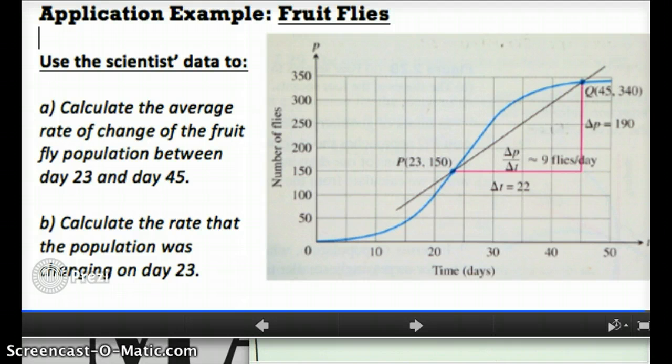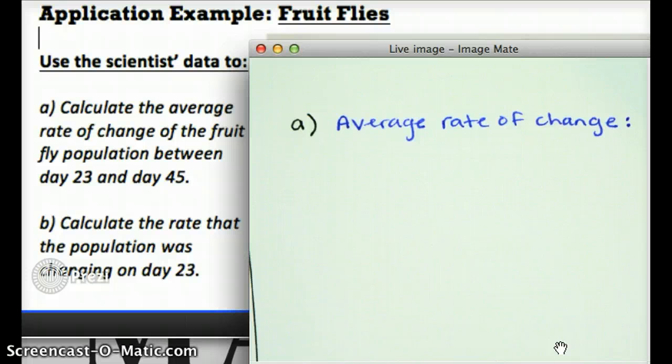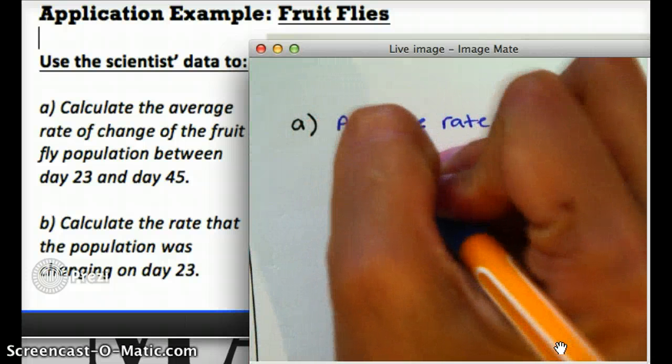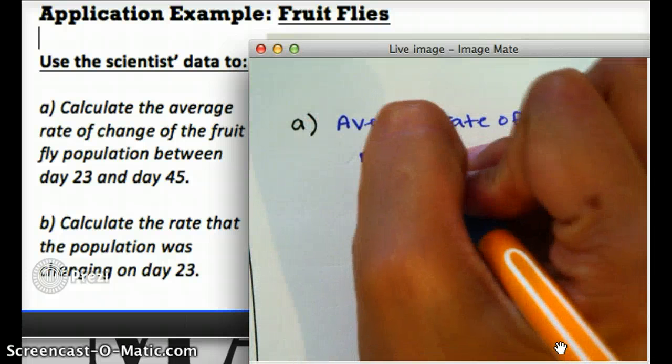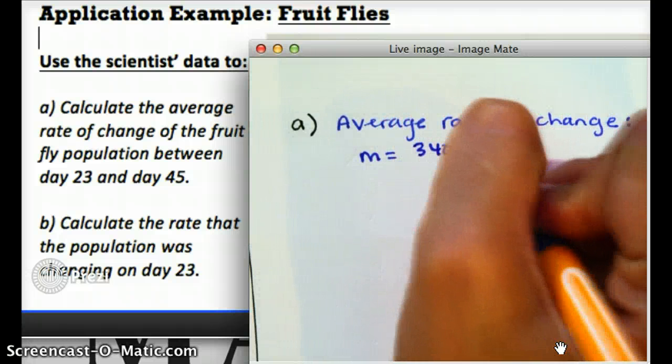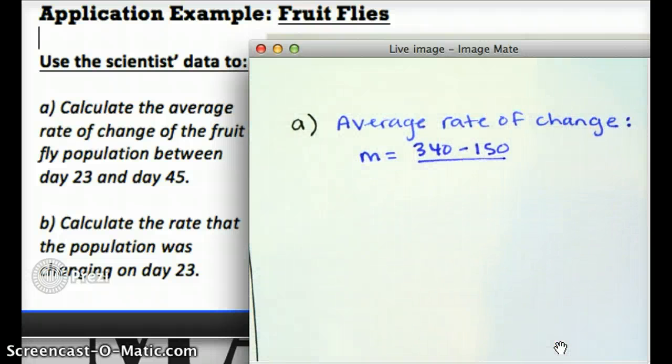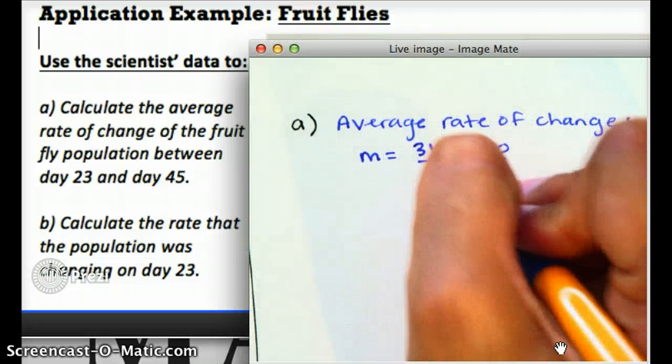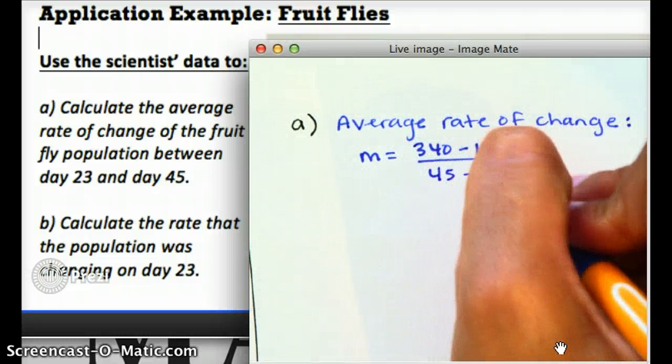Let's start with A. So on day 23, I can read this graph, and actually they help us out by telling us a point, and they tell us that there are 150 fruit flies. On day 45, they tell us that there are 340, although we could have just read that off the graph. To calculate the average rate of change, I'm just going to find the slope between those 2 points. So it's y2 minus y1, which is going to be 340 minus 150, over x2 minus x1, so 45 minus 23.